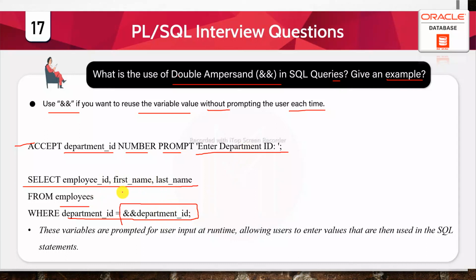And the data is fetched. So this is how the ampersand is used. These variables are prompted for user input at runtime, allowing users to enter values that are then used in the SQL statements. So this is the significance of double ampersand.